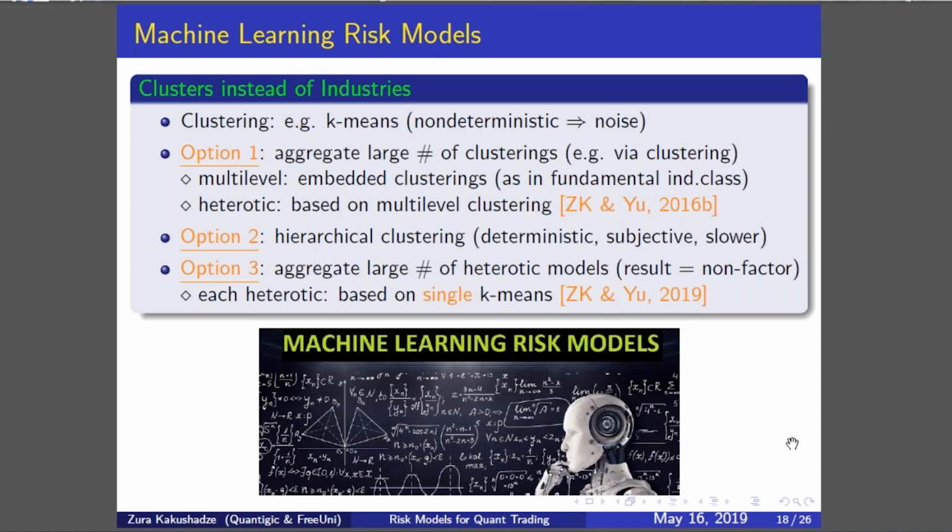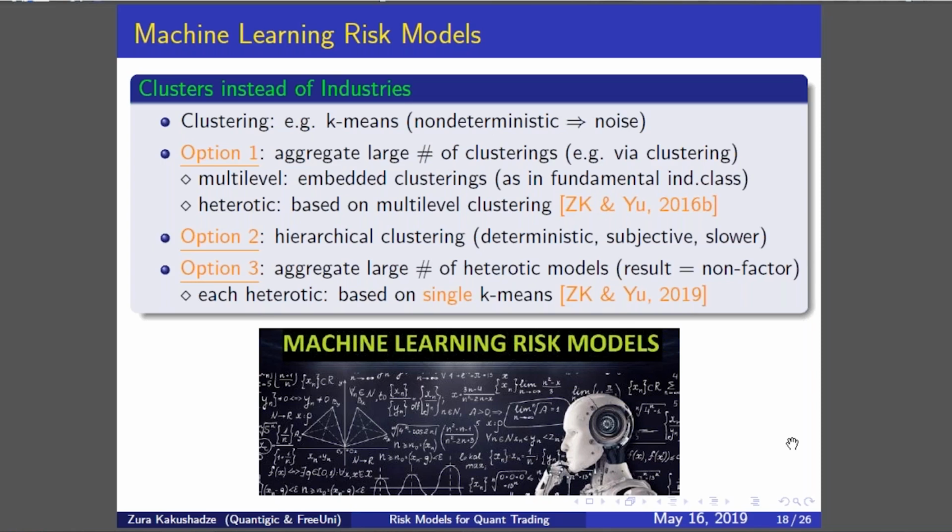And so there are basically three options that you really have in terms of reducing the noise. The first option is to aggregate a large number of clusterings. And that actually can be done itself via clustering, and I'll talk about this in a second. And this way you can construct multi-level clustering schemes where one clustering is embedded into another clustering, into the third, and so on and so forth. And then you're going to take that multi-level clustering scheme that you're going to come up with, and use it in lieu of the fundamental industry classification in the exact same way as I just described a couple of minutes ago in the heterotic risk model construction.